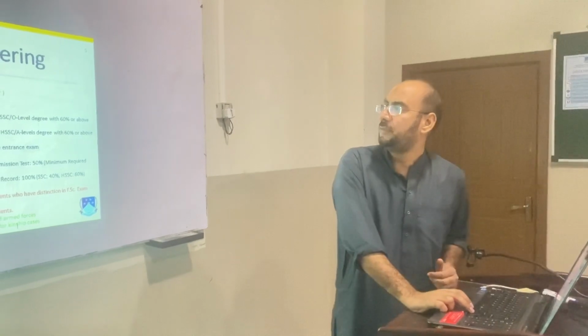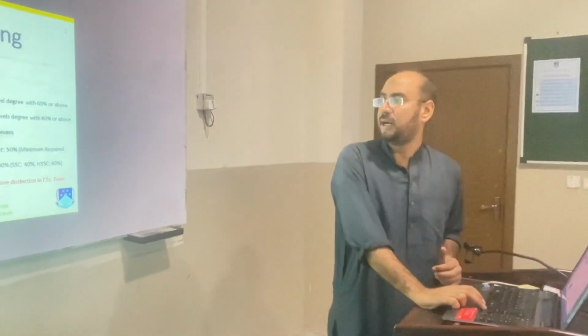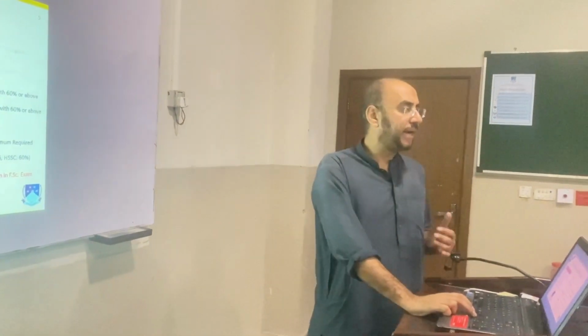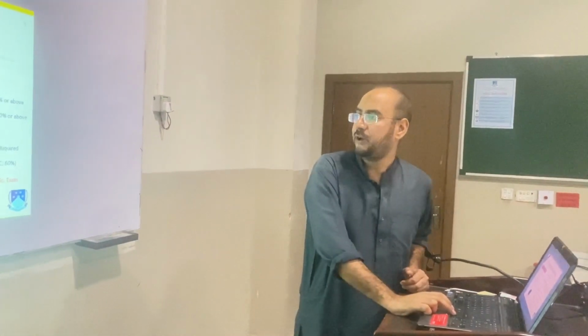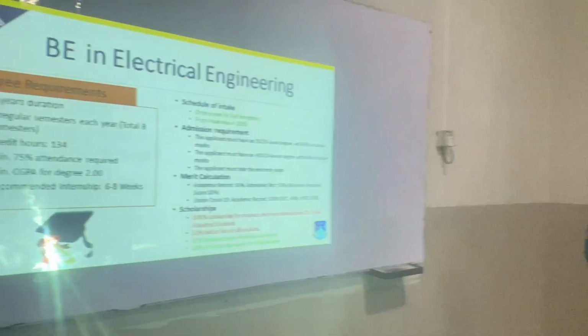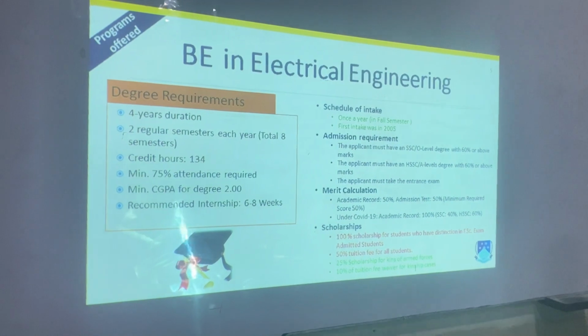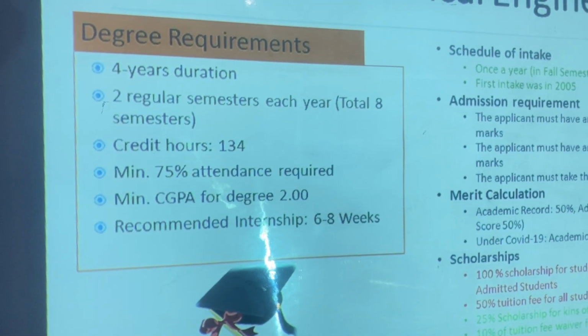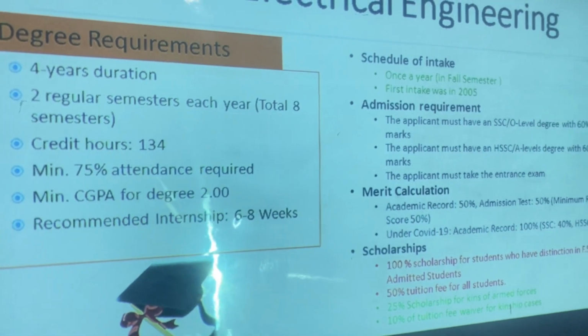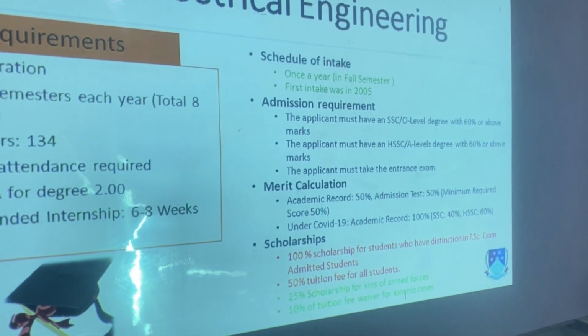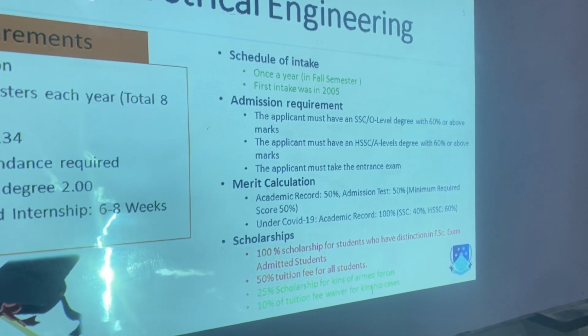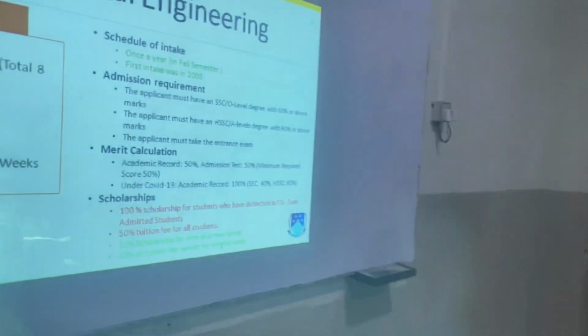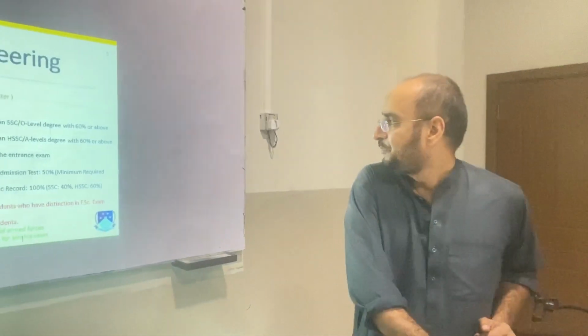The total number of credit hours we will be covering is 134, and the attendance requirement is 75%. These are the requirements of Pakistani universities. Once the student gets 75% attendance, he will be eligible to appear in the examination, and a 2.0 GPA is required to get the degree. This is the eligibility requirement.